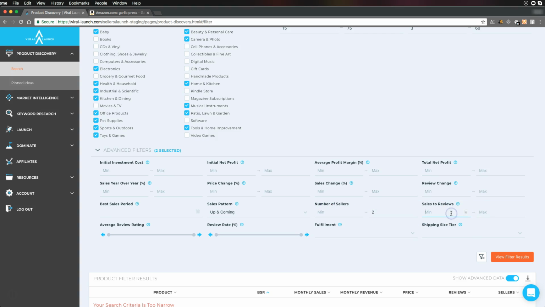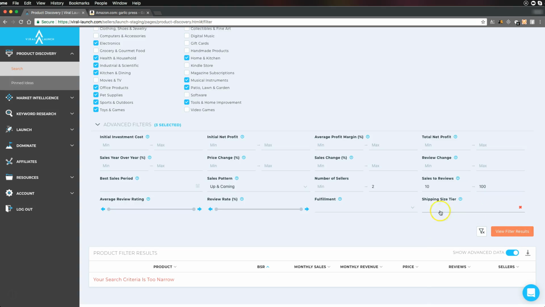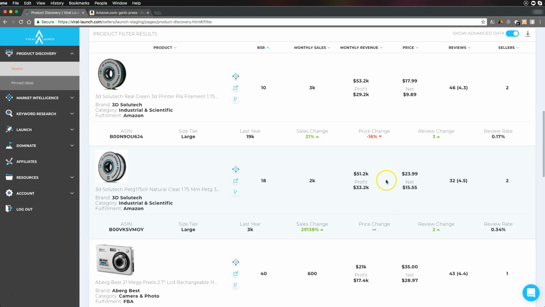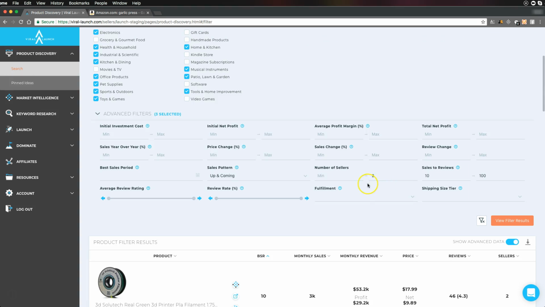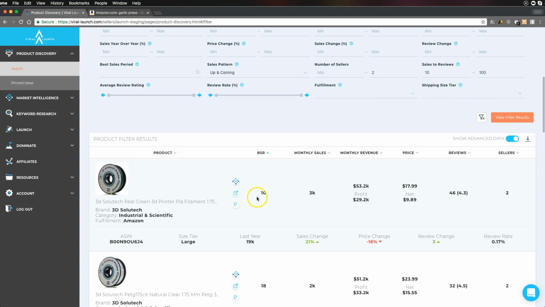And then sales to review ratio, I'm going to talk about that in a sec. But for now, do 10 with a max of around, I would argue, 100, right? Play around with this, it doesn't have to be exact. And then once you do that, just click view filtered results. Easy as that, guys. And then from here, product discovery is going to do a phenomenal job sorting out literally millions of products on Amazon based on the filters that we just implemented. And it's literally going to show you the best products to sell.